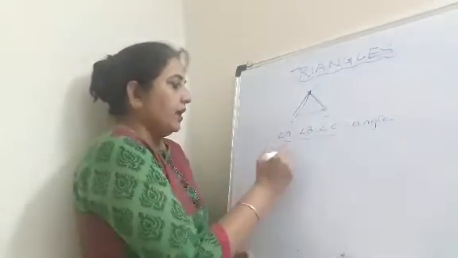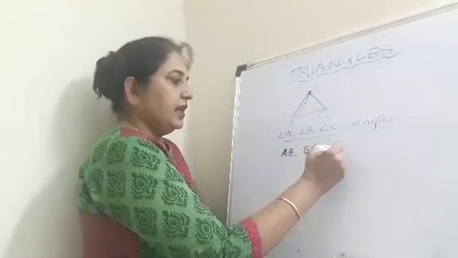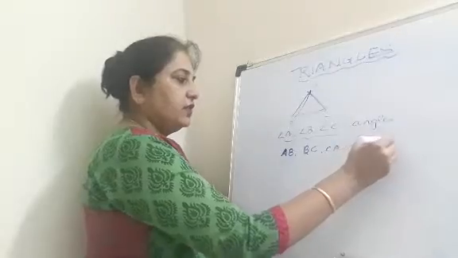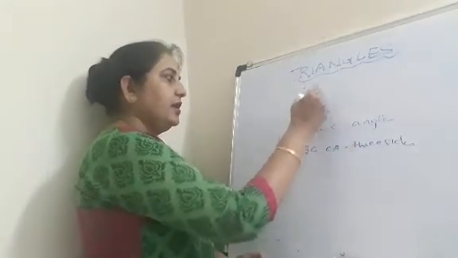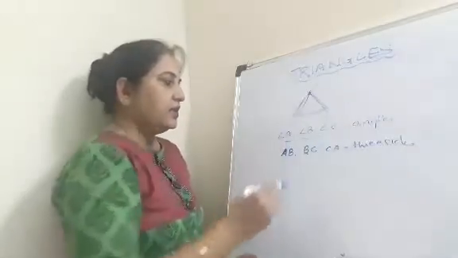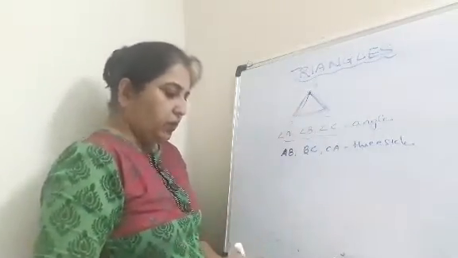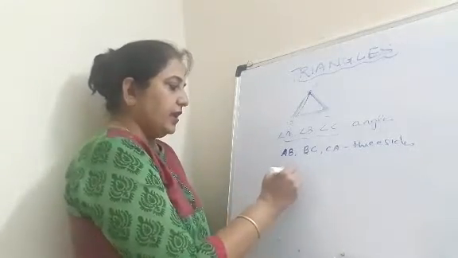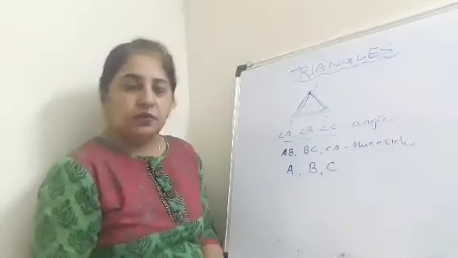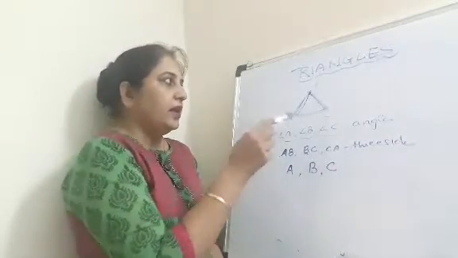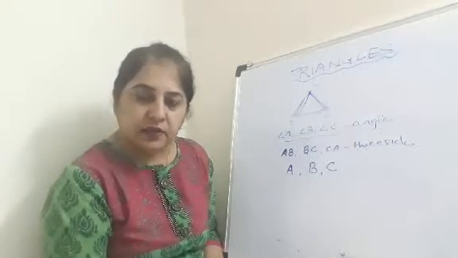Then AB, BC and CA are the three sides of the triangle. This and this, that is AB, AC and BC are the three sides of the triangle. Then there are three vertices. If we talk about the vertices, they are A, B and C. So there are three vertices of the triangle. So a triangle is a closed figure which has three sides, three angles and three vertices.